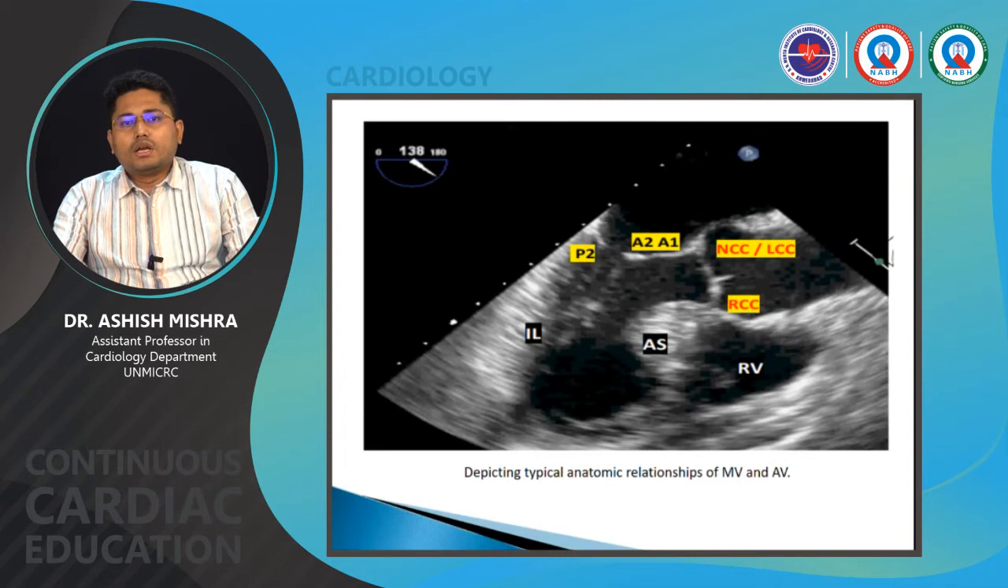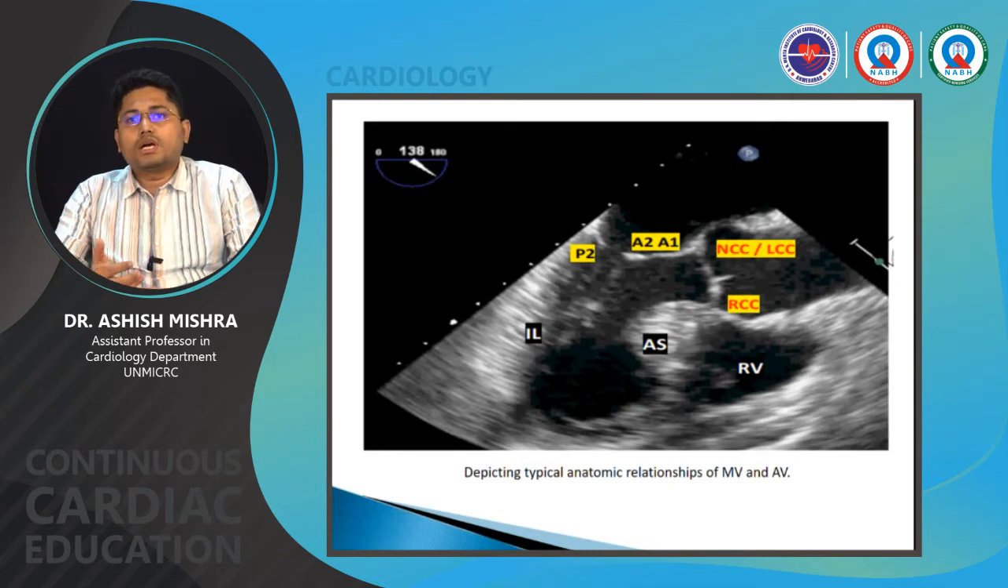This again depicts the typical anatomic relationship between the mitral valve and the aortic valve. We can see the A2P2 scallops of the mitral leaflet. We can see the curtain between the aortic valve and the mitral valve, and also the NCC and RCC are very well depicted over here. So many of the times, precise orientation and precise details regarding the regurgitant jet, the scallop which is prolapsing, or the cusp which is prolapsing, are important, and this has to be documented in the report, and the views have to be acquired appropriately to see.